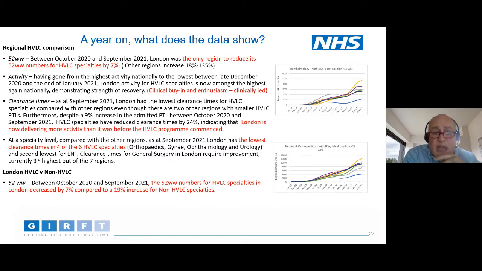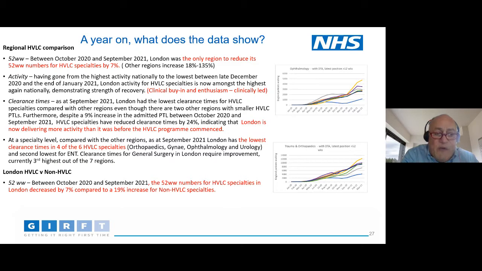We've got clinical buy-in. It's clinically led, clinically driven, and that provides the real impetus for clinicians to get really involved. Our clearance times, out of the 6 specialties, 4 of them have the lowest clearance times out of all the regions. ENTs were second. We've got more work to do around general surgery, but now we know that, we can focus on that.